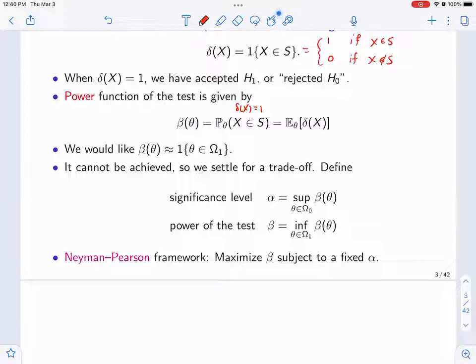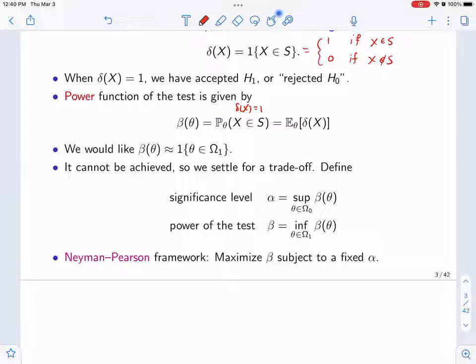So these two are in conflict. If you try to decrease alpha, you usually have to also decrease beta. If you try to increase beta, you usually have to also increase alpha. So you want alpha to be small, beta to be large, but we can't have both at the same time.